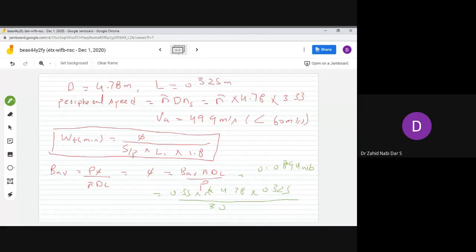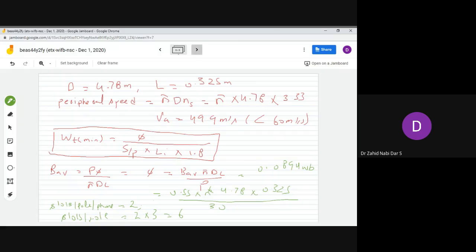Again, you have been told your slots per pole per phase is equal to 2. So if you want to calculate slots per pole, that would be 2 into phase. Since phase is 3, it would be equal to 6.